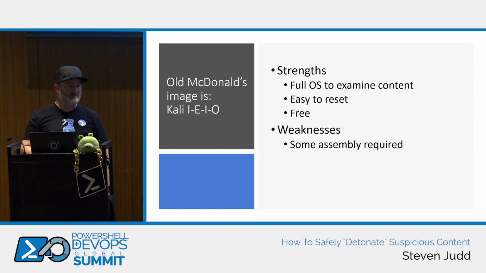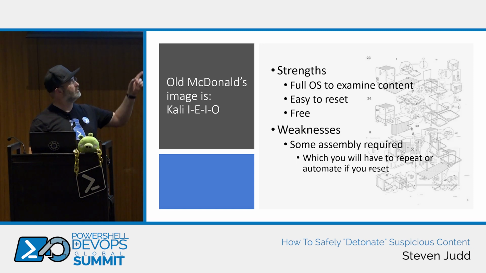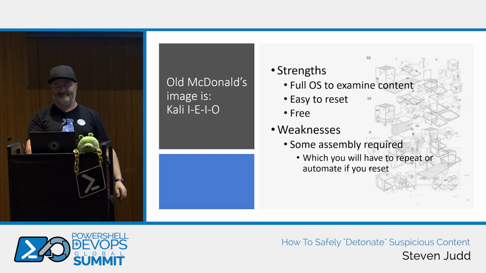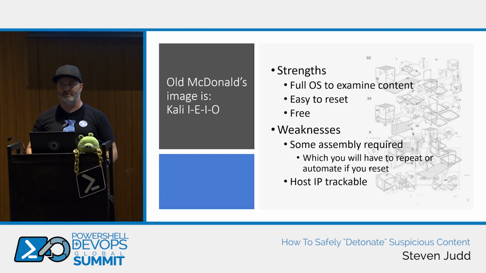Weaknesses. Some assembly is required, especially if you want it to do exactly what you want it to do. And you'll have to repeat that unless you automate it after a reset. That's what I meant to say. So some assembly required. Yes, that's from IKEA. And your host IP is still trackable because it's running in a container on your system. Now, how do you avoid that? Go to Starbucks and do your forensics there, right? That's what all the hacker people do, right?